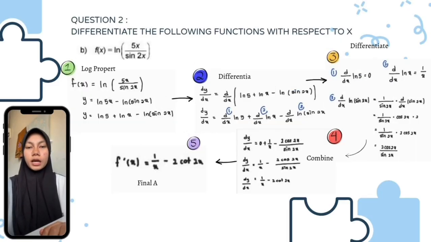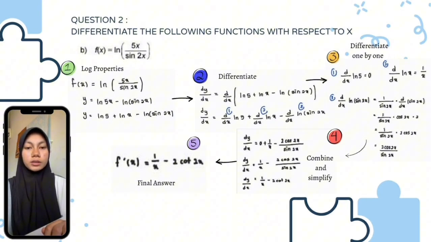Question 2b, how to differentiate the function f(x) equals log of 5x over sin 2x. First, we simplify the logarithm using the logarithm law. We know that log a over b equals log a minus log b. So, y equals log 5x minus log sin 2x. Now, expand log 5x. So, y equals log 5 plus log x minus log sin 2x.